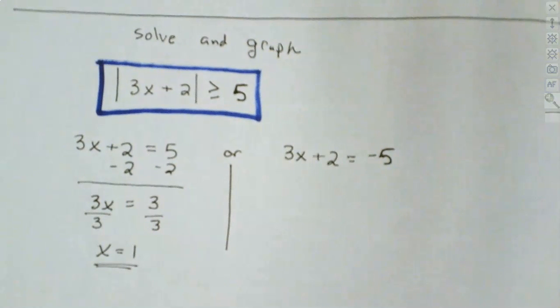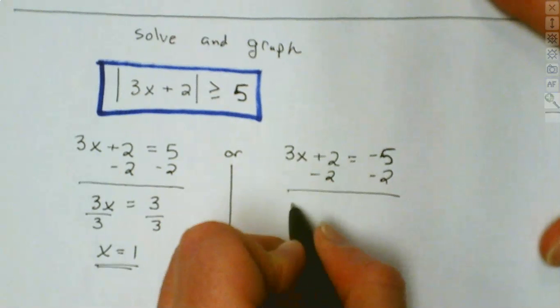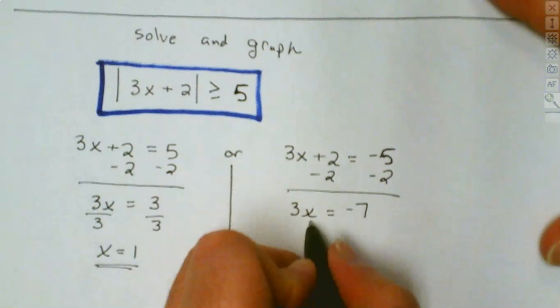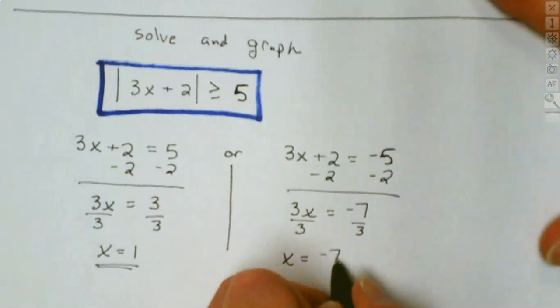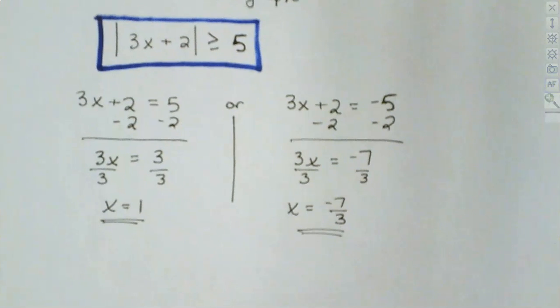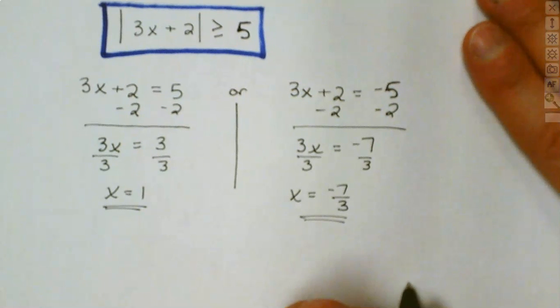So we moved things around and we solved it. The other side, we do the same process. That makes 3x equals negative 7. We'll divide by 3, and that leaves us with x equaling negative 7/3. Now, we are not completely done. Because this is an inequality, we have to add an extra step. So solve it just like an equality, it's just that when it's an inequality, we add an extra step.